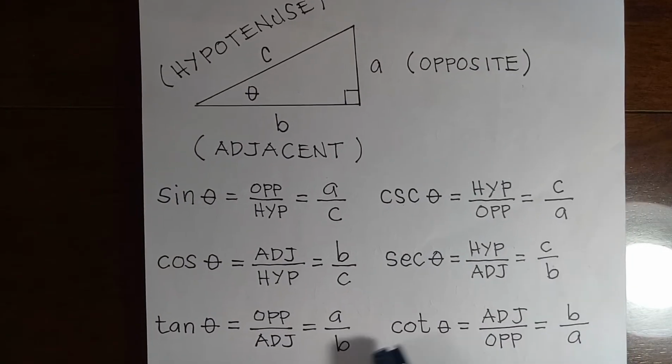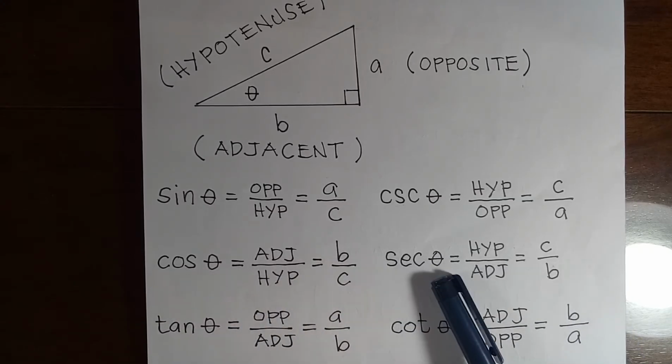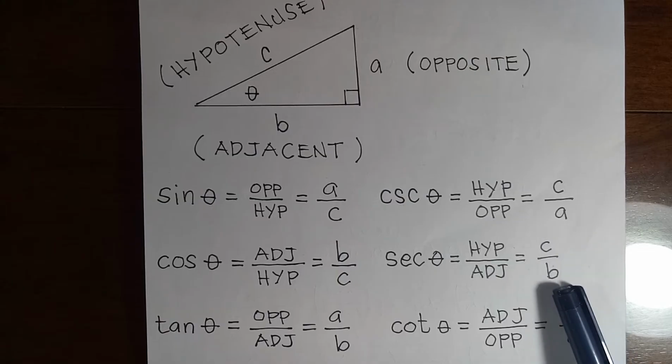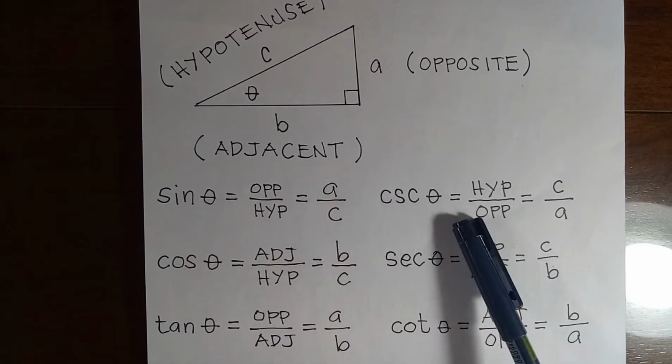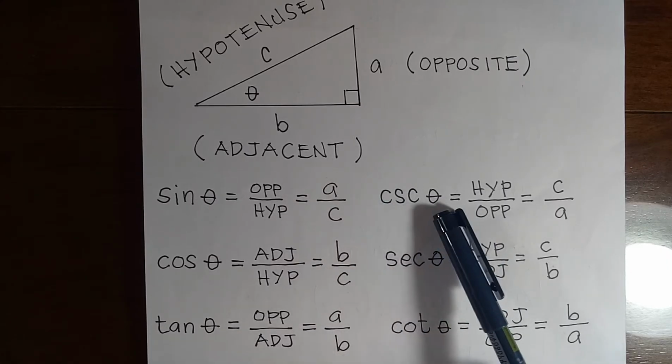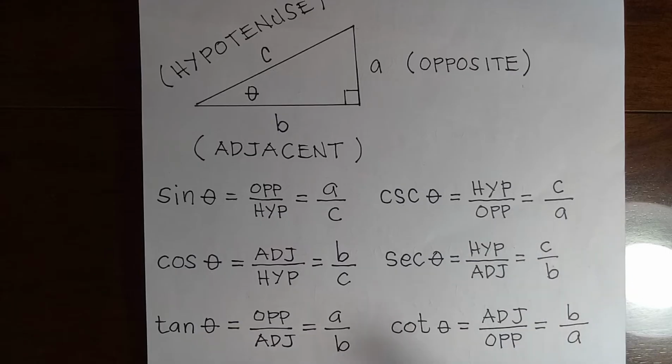So, you can see here that tangent and cotangent are reciprocal functions, no? Ang tangent, A over B, ang cotangent, B over A. Cosine and secant are reciprocal functions. Ang cosine, B over C, ang secant, C over B. Ang sine at cosecant ay reciprocal functions din. So, dito sa sine, A over C, sa cosecant C over A.